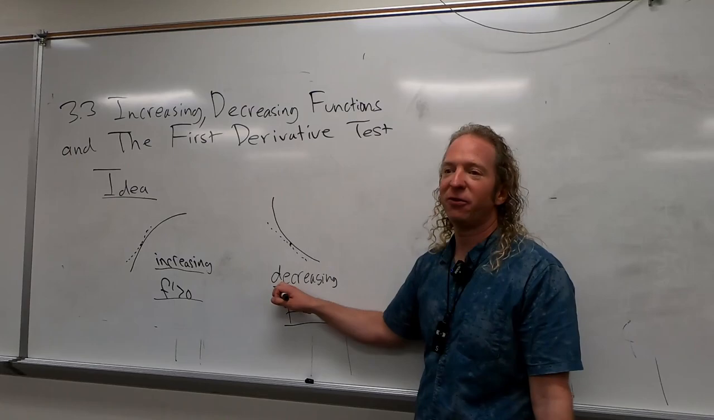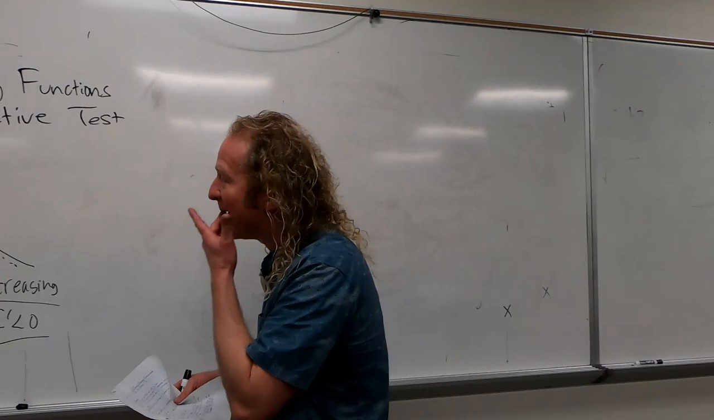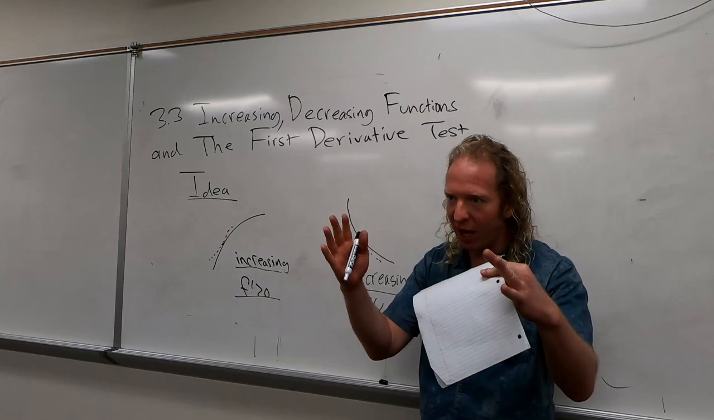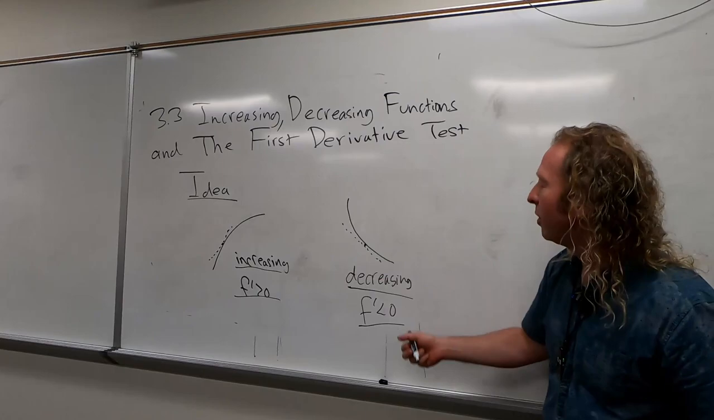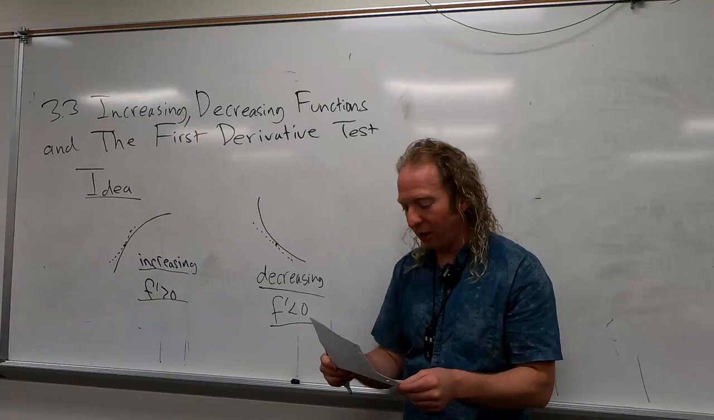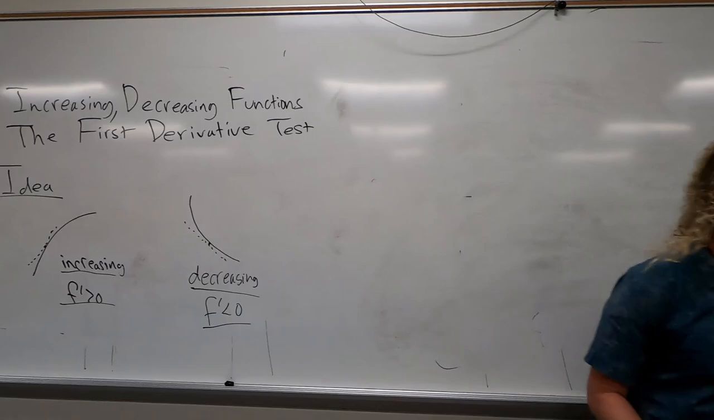Okay, so that's pretty much it. So now we can just do problems. I could write all that down. This has to happen on an interval, so on an interval I, if the first derivative is positive, the function is increasing. On an interval, if the first derivative is negative, the function is decreasing. I can give you the steps or I can just do an example. Let's just do a problem.